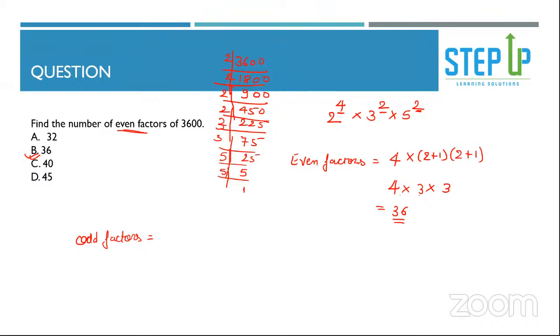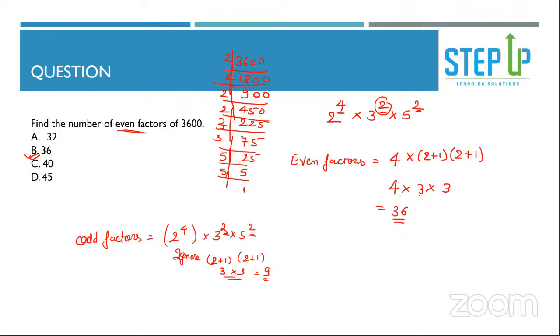For odd, it is 9. Yes, for odd, it is 9. Just take this, ignore this part completely. 2 to the power 4, ignore it completely. All right, into 3 to the power 2 into 5 to the power 2. So 2 plus 1 and 2 plus 1. So this is 3 into 3. 3 into 3 is 9. So answer is 9. Fair enough.